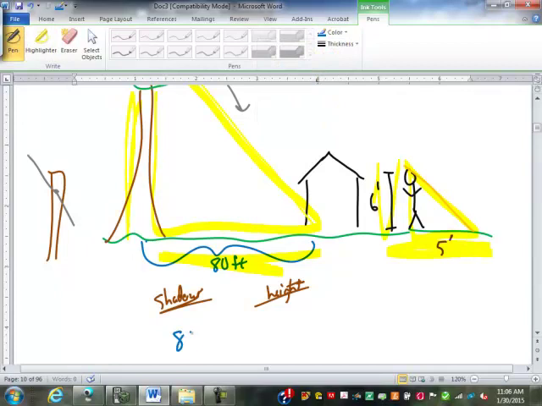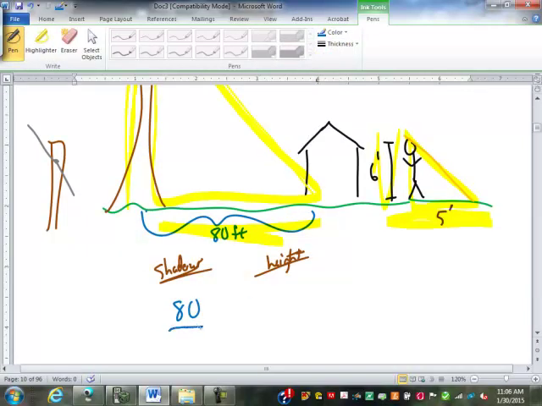So we have 80 feet is the shadow of the tree compares to the 5 feet of Colt's shadow. Colt is 6 feet tall, so that goes on bottom. And we will cross multiply and divide. 80 times 6 divided by 5 is going to give us what? 96 feet tall? So we know the tree is 96 feet tall.